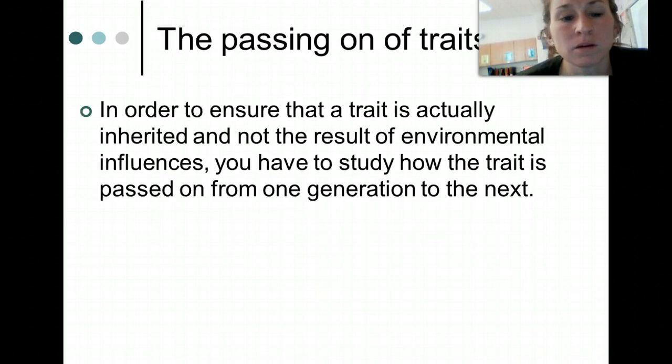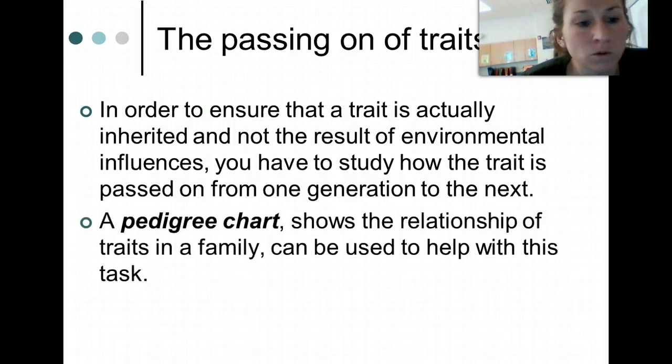Alright, so what other ways can we use to see the patterns of traits being passed on? In order to ensure that a trait is actually inherited and not the result of something environmental, we have to study how the trait is passed on from one generation to the next in a family. So we use pedigree charts to show the relationship of traits in a particular family, and that can help us with this task.